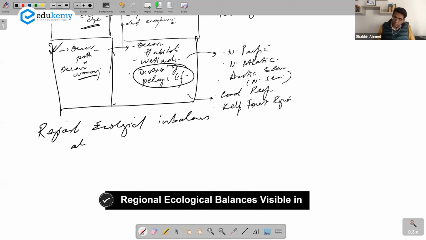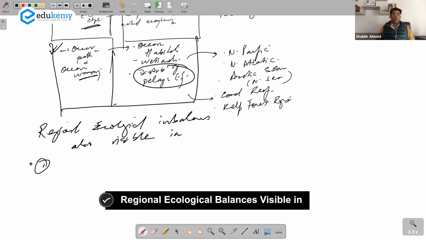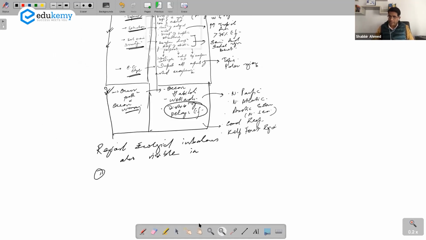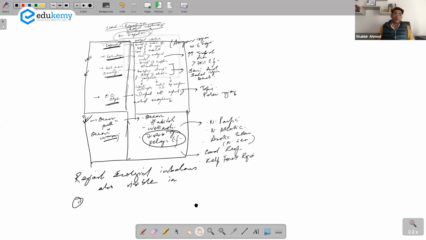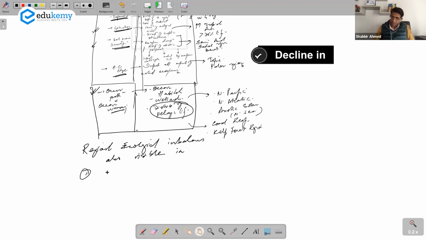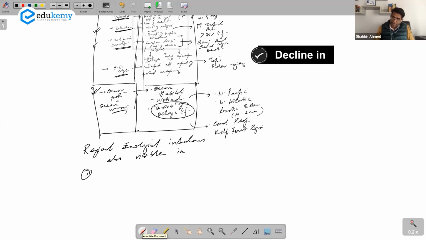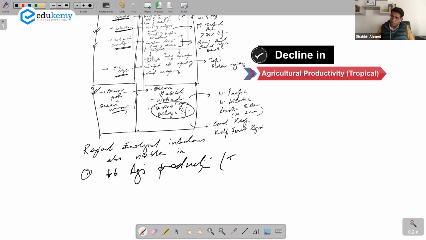imbalances are also visible, 2-3 points likhenge hum. Regional, see there is no end to what you can write here. Theek hai, I've given you a format. Isme aap develop karo, explain karo. And I'm saying regional ecological imbalances are visible in what? Declining agricultural productivity. Almost all tropical areas mein there is a decline in productivity.